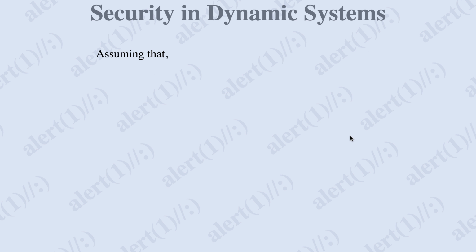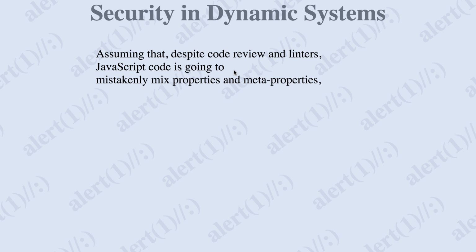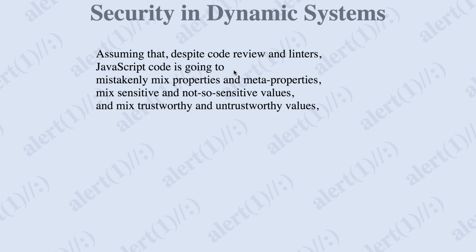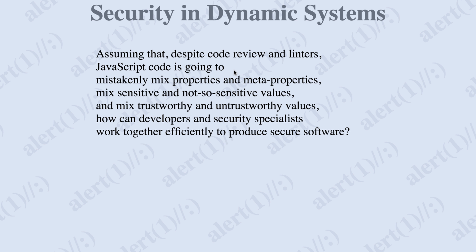The question I'd like to pose is this: assuming that, despite code review and linters, which I showed were unreliable in the first puzzle, JavaScript code is going to mistakenly mix properties and meta-properties, as shown in the first puzzle, mix sensitive and not so sensitive values, as shown in the second puzzle, and mix trustworthy and untrustworthy values, as shown in the third puzzle. How can developers and security specialists work together efficiently to produce secure software?